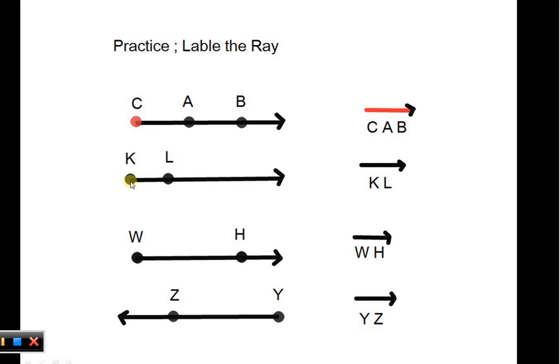K is on the point, so we're going to start with K and then L. W, H, and reversed, we still start with the point, so it would be YZ. Bet you did good, huh?